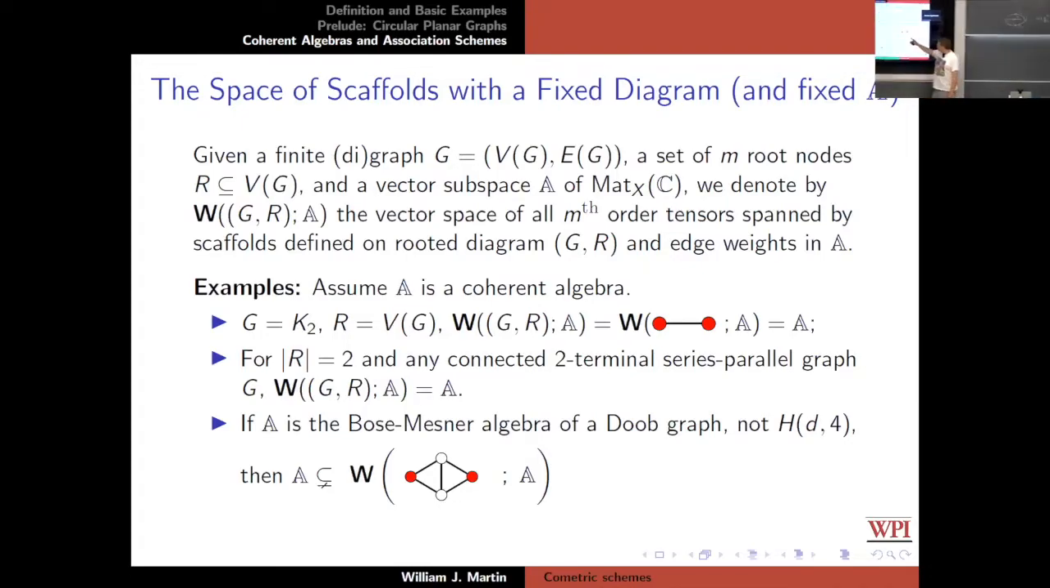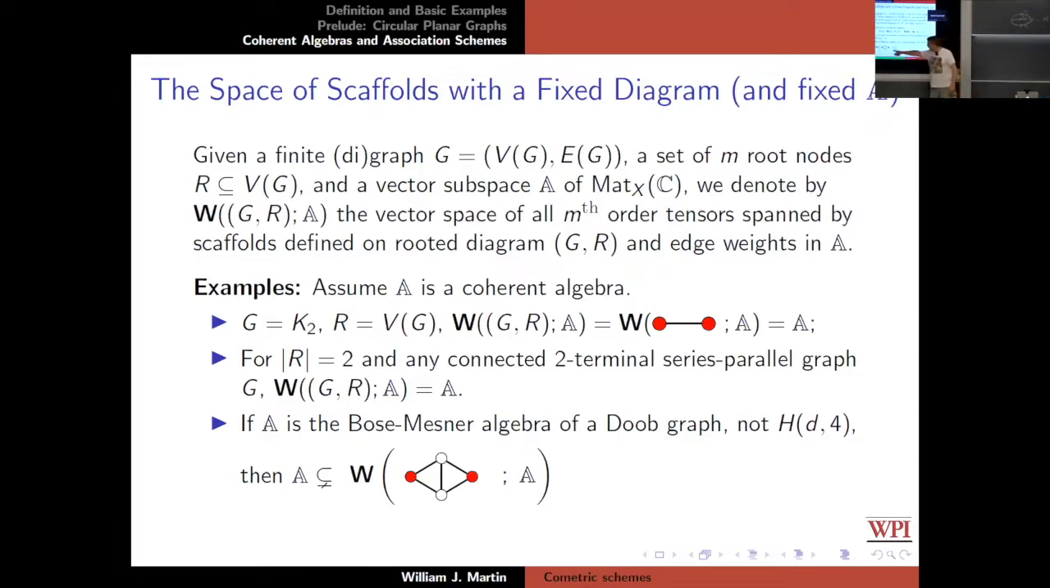And then we saw earlier that if you have a two-terminal series parallel graph, that is, you have these two root nodes, and it can be series parallel reduced to just an edge, then those things are also just the algebra that you started with, because our coherent algebra is closed under entrywise multiplication and matrix multiplication. So all those edge weights can be converted to edge weights still inside the same algebra. As soon as you get a graph that's not series parallel, you start to distinguish things.